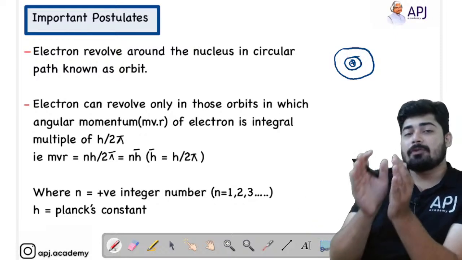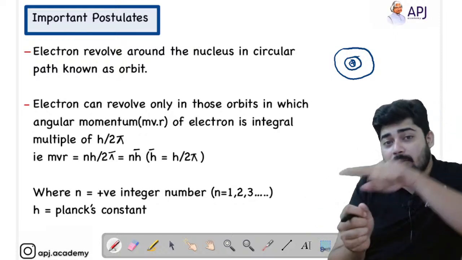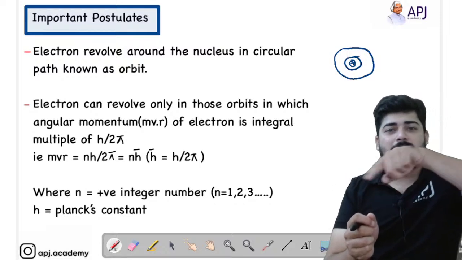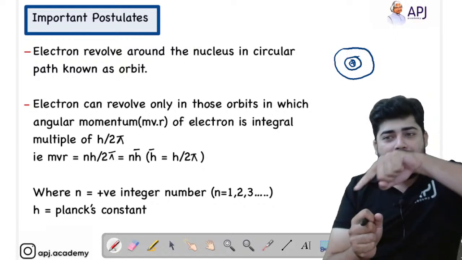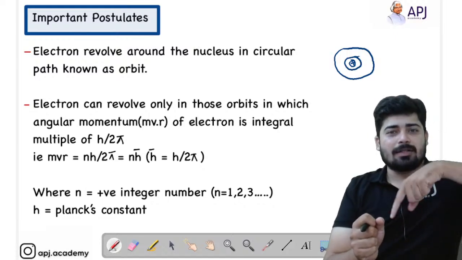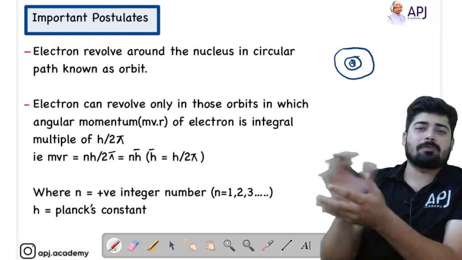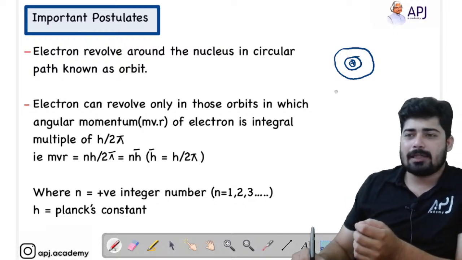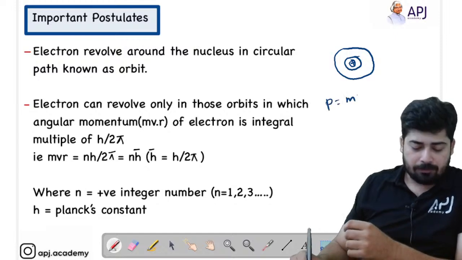So an electron can revolve only in those orbits in which the angular momentum is quantized. What is the angular momentum? We know the angular momentum equation is mass times velocity times radius. So the angular momentum of an electron is an integral multiple of h by 2 pi. We know the linear momentum formula is P equal to mv, right?